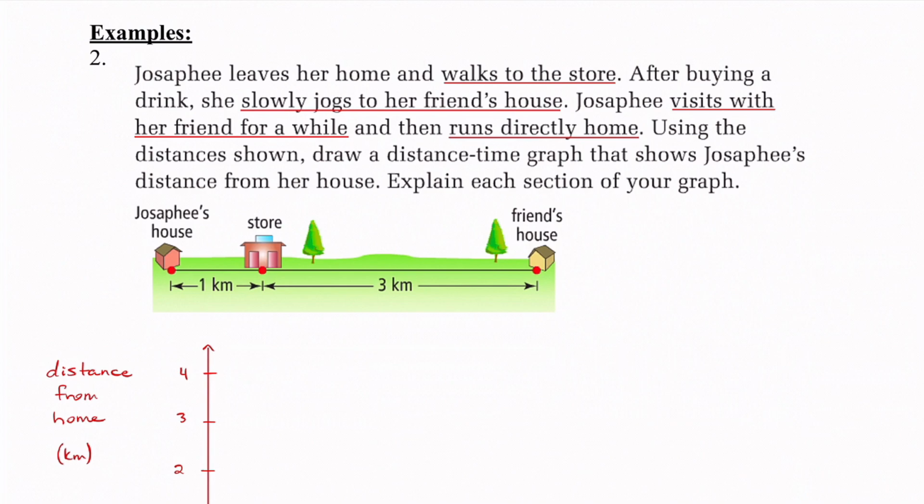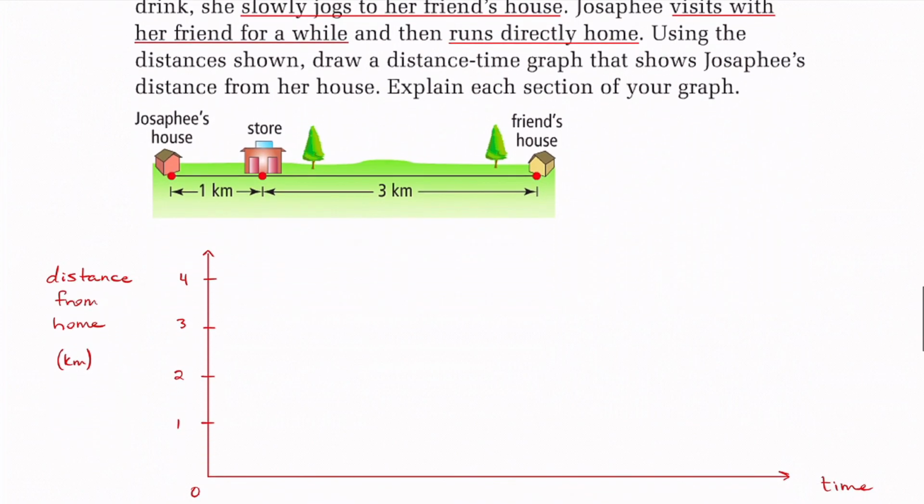Okay, so let's start plotting our points. So it says Josephine leaves her home and walks to the store. So we're going to start, I'm just going to put a dot here. We're going to start at A and we're going to walk to the store. So that means our distance from our home is increasing. So I'm going to draw a line. It's not going to be too steep, something like that. And then I'm going to get to and arrive at point B. So that's when I arrive at the store.